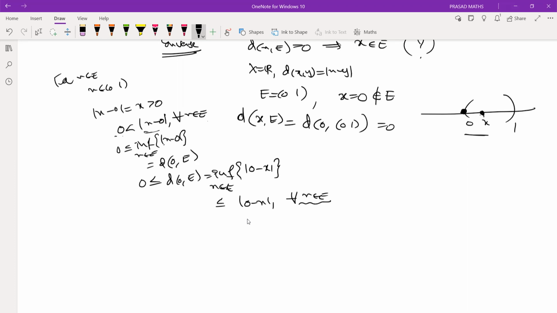This is true for every x belonging to E means what? In particular, I can take 1 by 2n. For E, 1 by 2n belongs to E for every n belonging to N. Yes or no? If you take n equals 1, 1 by 2 belongs to E.